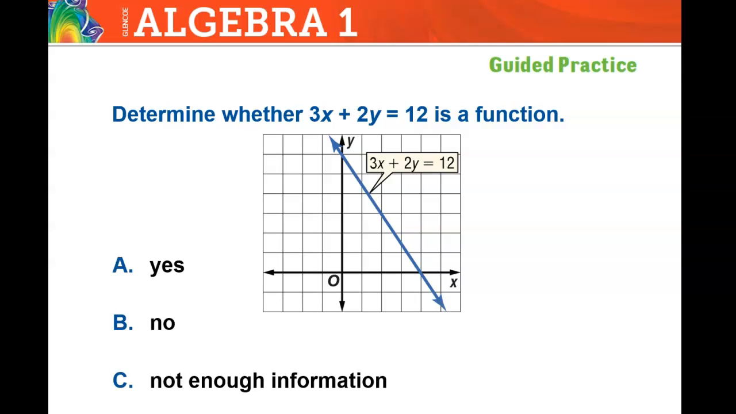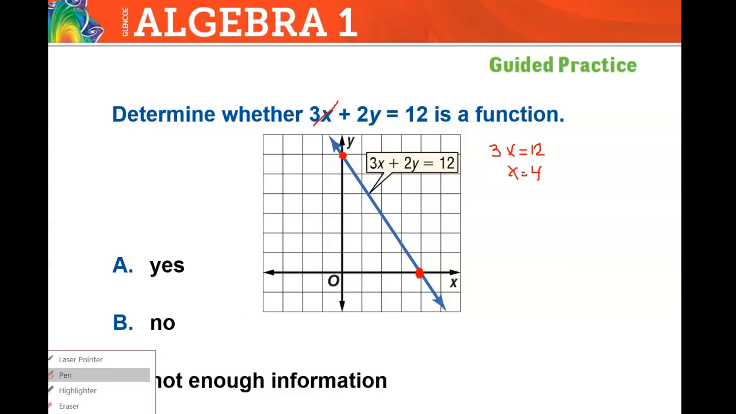Okay, determine whether the graph of 3x plus 2y equals 12 is a function. So here's our graph. To plot our x and y intercepts, we plug 0 in for x, and you get y equals 6. So that's this point here. Conversely, plugging in 0 for y would give 3x equals 12, and then you'd get x equals 4. So that gives your x-intercept right here, because y is 0. So we've plotted our x and y intercepts, we connect them, and that's how we get our graph.